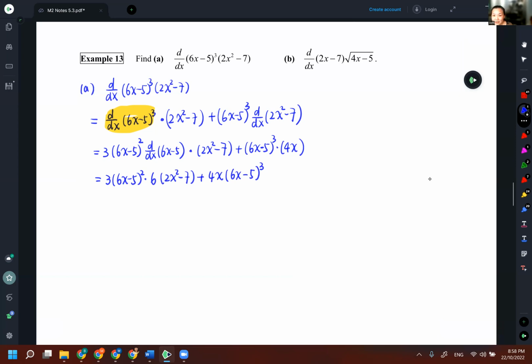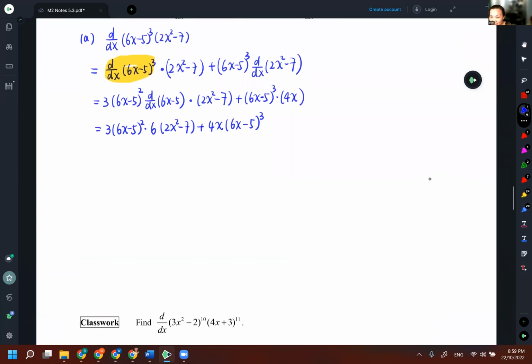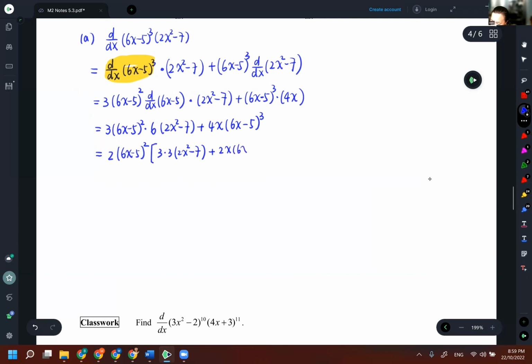Right now, do you leave the answer like that? No, you need to simplify. Now, how to simplify? Do not expand. Look for the coefficient, look for the factors. Take out the common factor. In this case, I'm taking out 6x minus 5 squared. I'm left with 3 times 3, 2x squared minus 7, plus 2x, 6x minus 5.